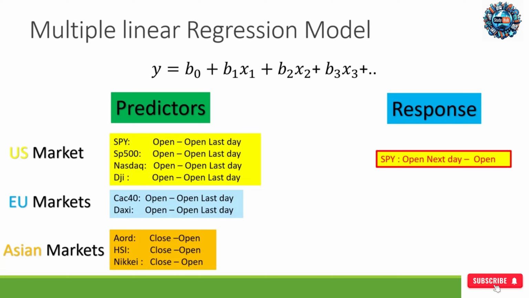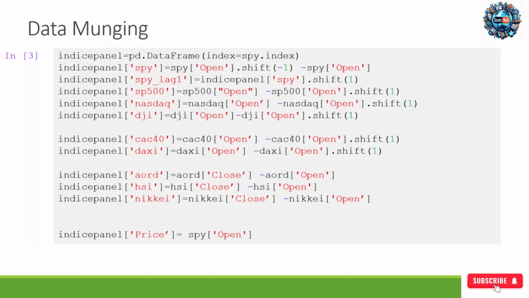Next, we will munge the data to get all these predictors and the response. First, we generate an empty data frame and let the index to be the same as the index of SPY. Then we add columns of response and predictors we defined in last slide. Notice, in the last row of codes, we keep a record of open price of SPY, which will be used in the next video.